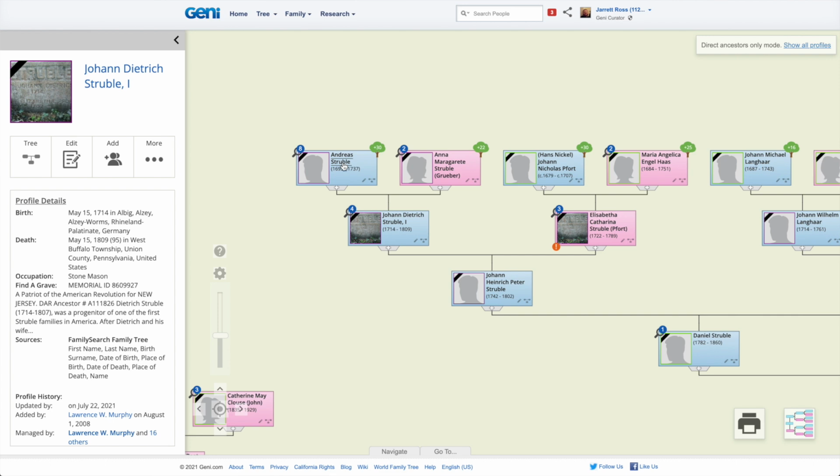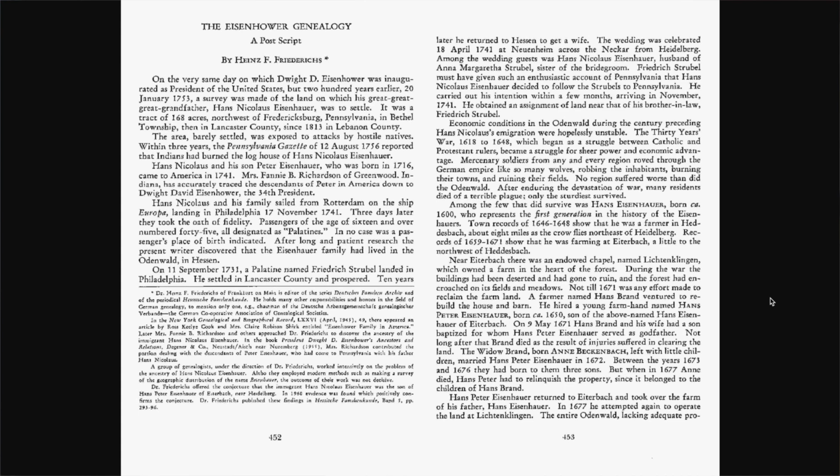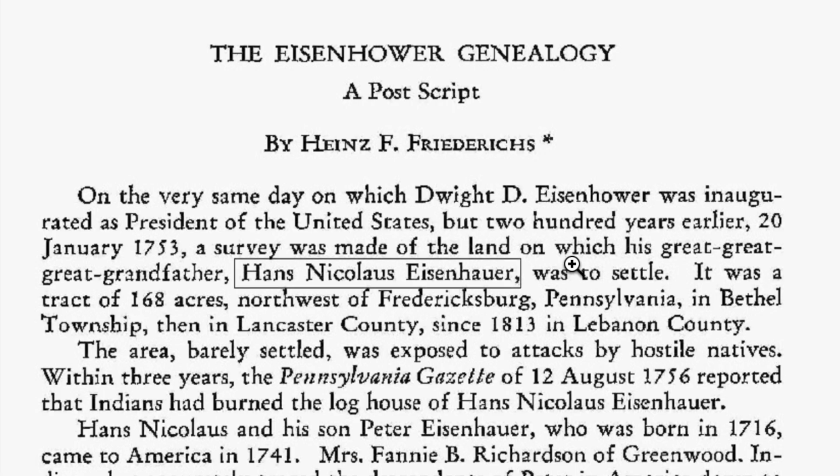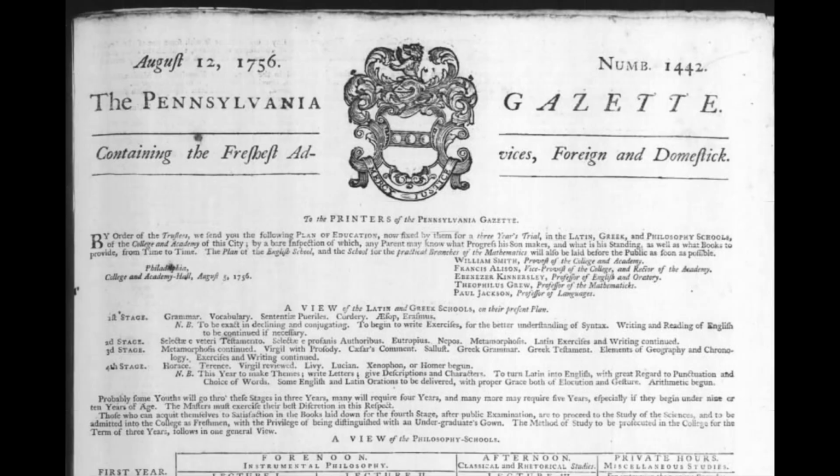I was actually able to find an extremely interesting page that was digitized from a book about the family. So here we have the digitized pages 452 and 453 from the Eisenhower genealogy, a postscript by Hans F. Friedrichs. The man who would marry Andreas Struble's sister was Hans Nicholas Eisenhower, and he settled in the northwest area of Fredericksburg, Pennsylvania, in what was known as Bethel Township, then in Lancaster County. It's actually noted in the Pennsylvania Gazette that on August 12, 1756, it was reported that Indians had burned the log house of Nicholas Eisenhower.